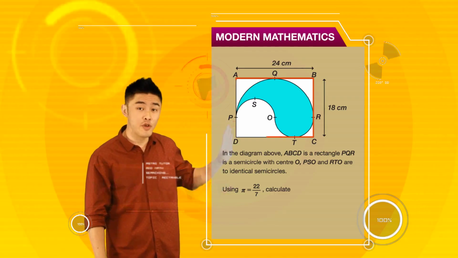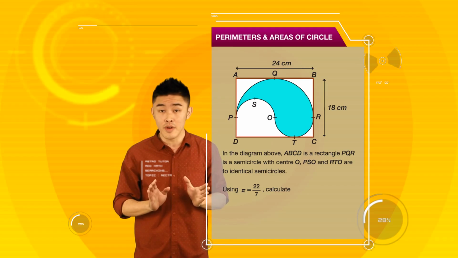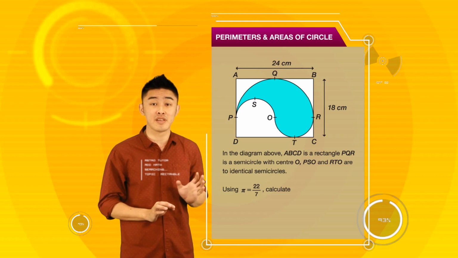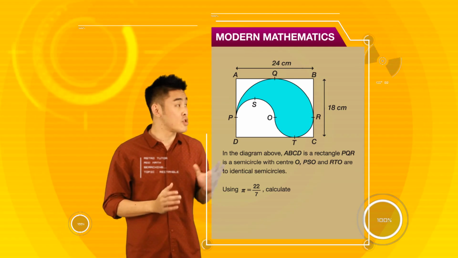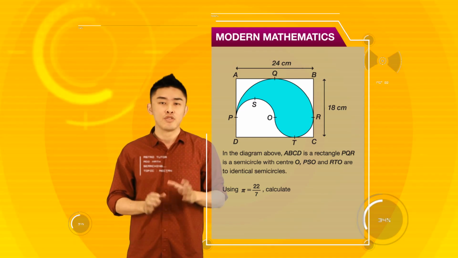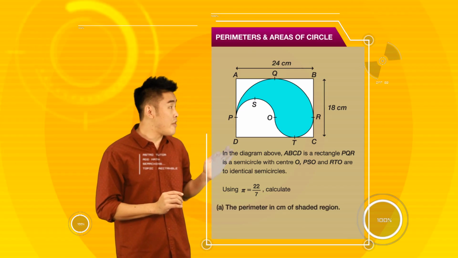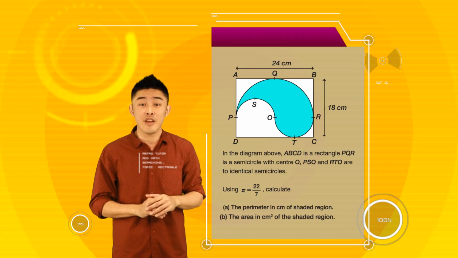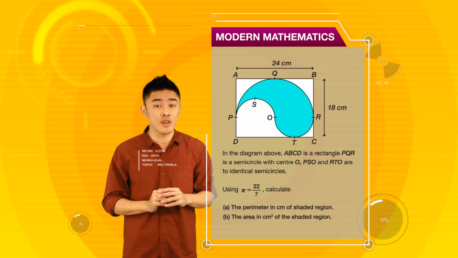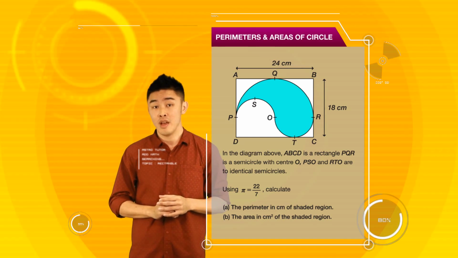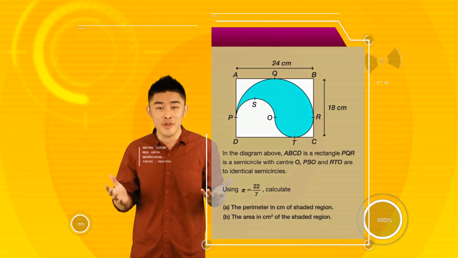Now, in this question over here, we have a diagram where ABCD is a rectangle while PQR is a semicircle centered at O. Now, PSO and RTO are two identical semicircles. So using pi as 22 over 7, we have to calculate the perimeter of the shaded region, and the area of the shaded region. Now, it clearly states that PSO and RTO are two identical semicircles. So that means they have the same radius, the same length of arc, and the same area.